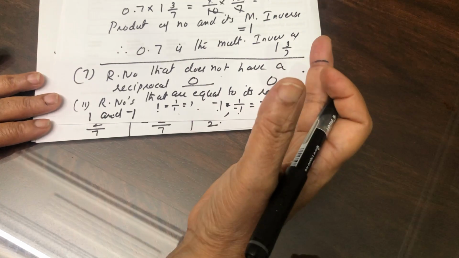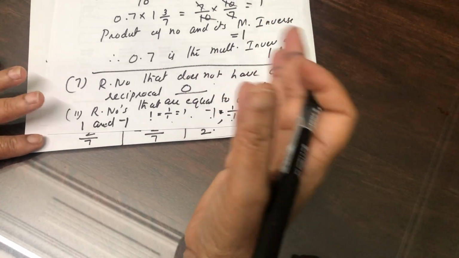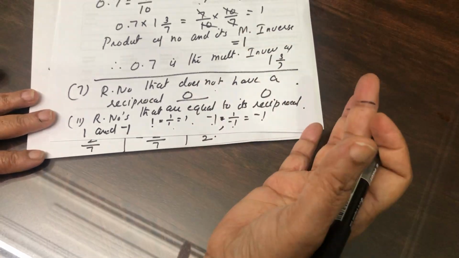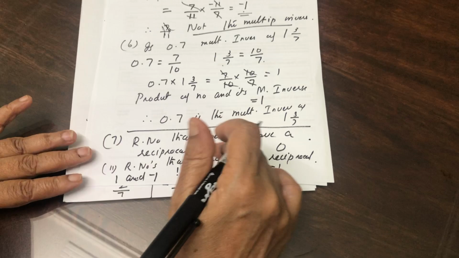Then the third one: the rational number which is equal to its negative. That is 0. Plus 0 and minus 0 are the same; there is no sign for 0, since 0 is neither positive nor negative. Therefore, the rational number which is equal to its negative is 0.